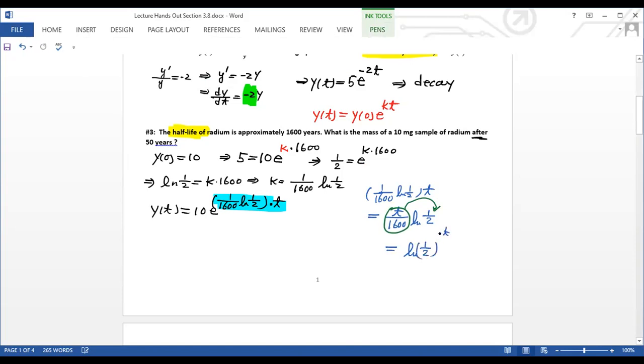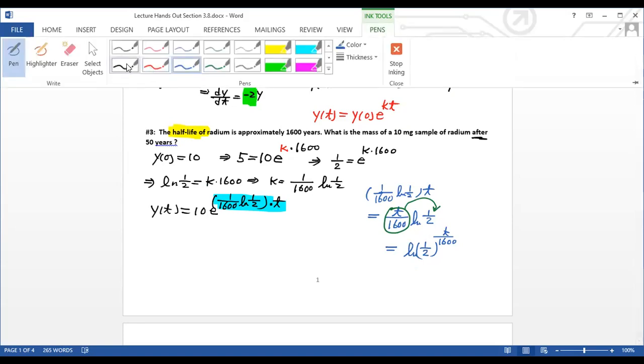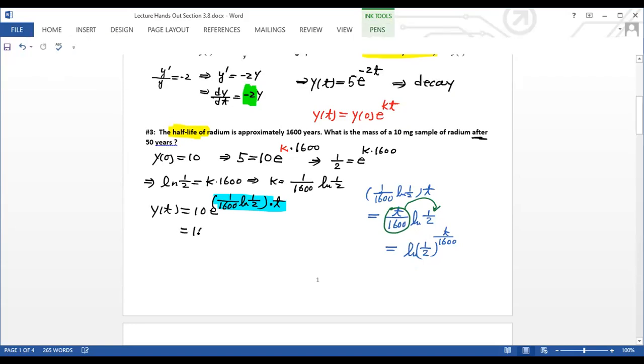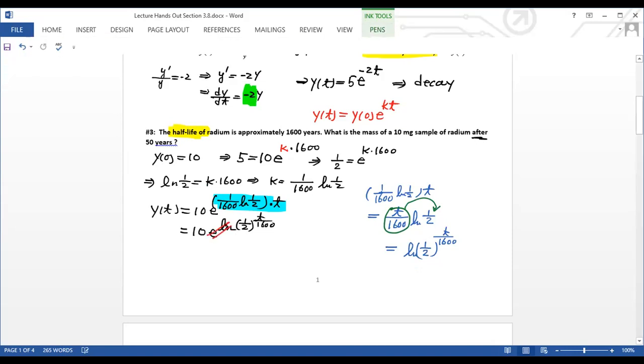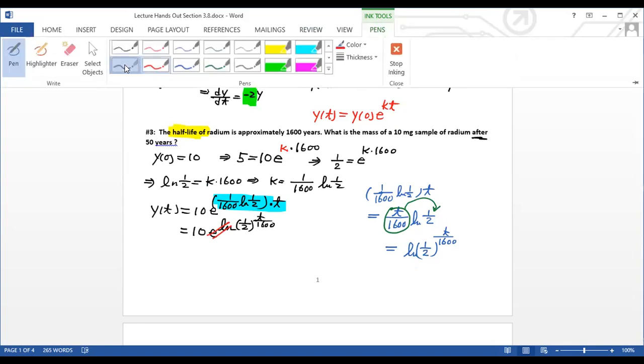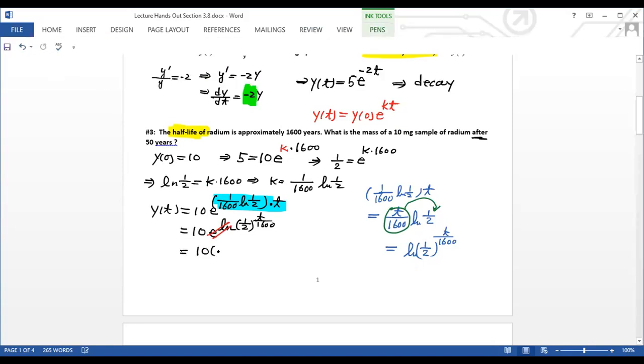So you will have t over 1600. Now you bring all this, what I highlighted in blue, so you bring these here: this is the 10, and then this is the e, then this is the natural log of 1/2 times t over 1600, right? Now, e and the natural log find each other, so they are inverse functions. So finally, my answer is 1/2 to the t over 1600 here.